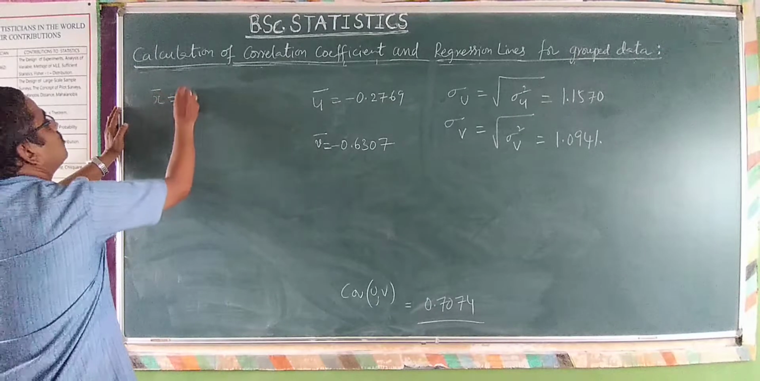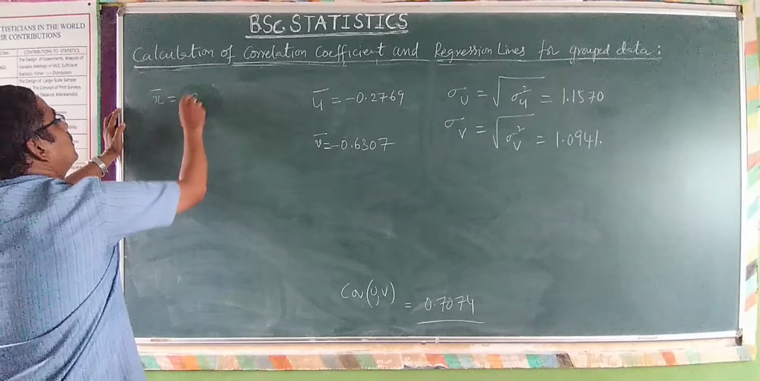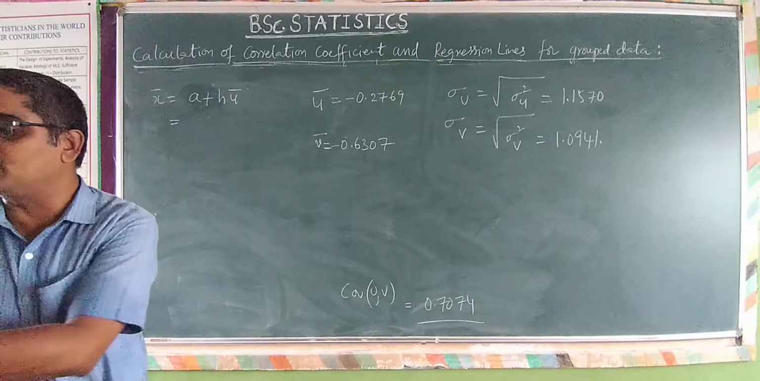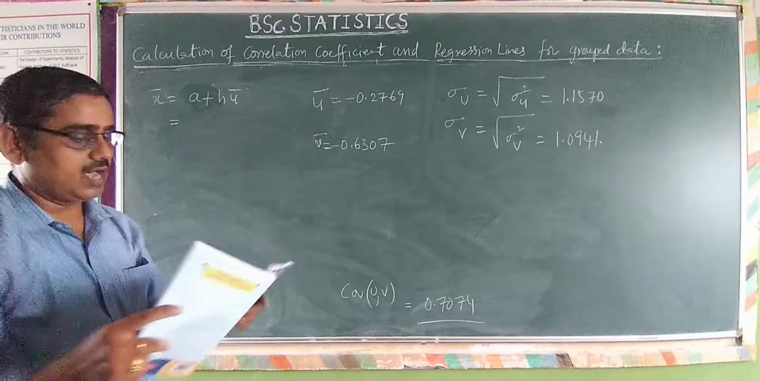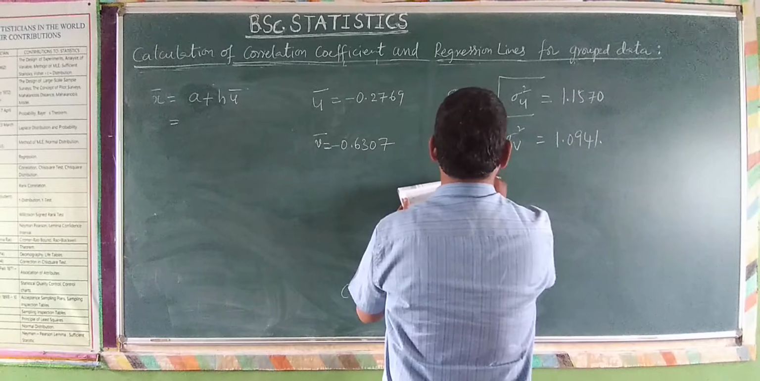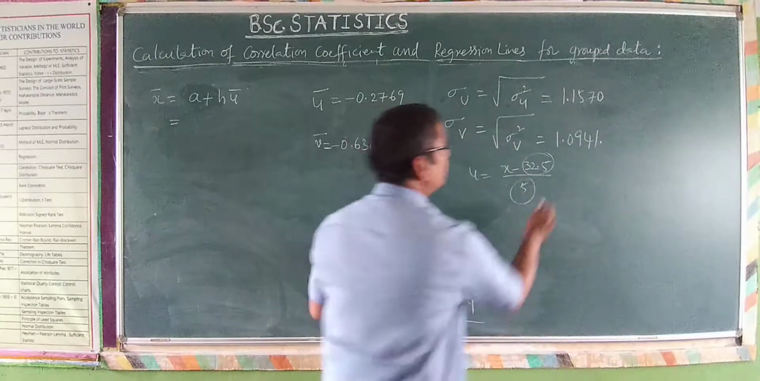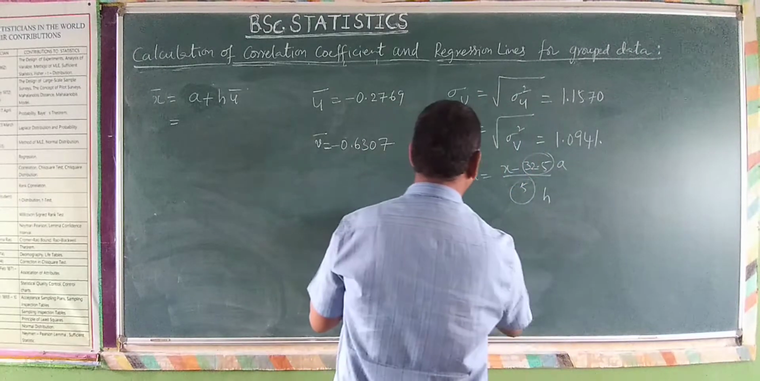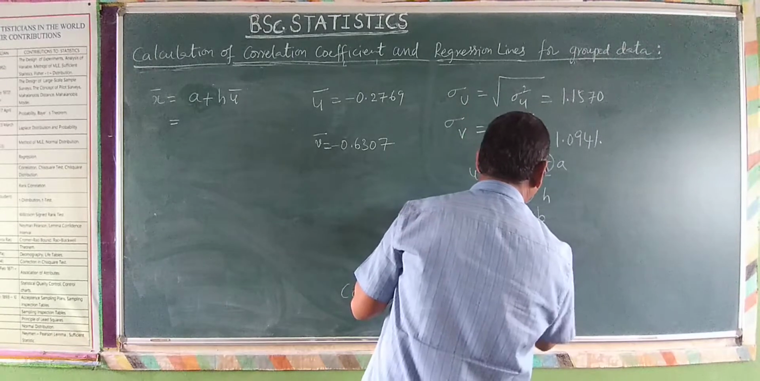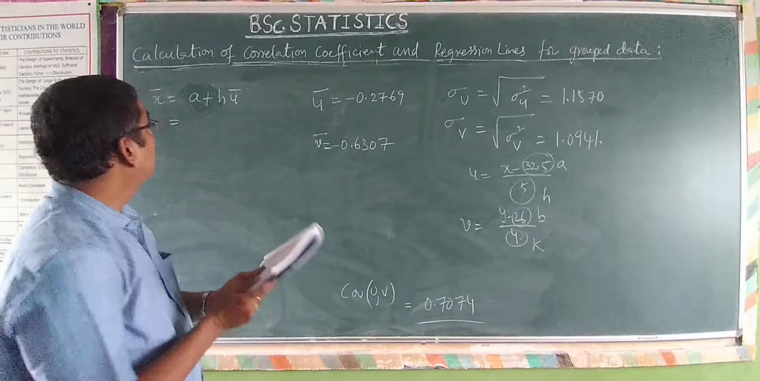Consider X bar is equal to A plus H into U bar. What is A? I write the value here. We have considered U is equal to X minus 32.5 divided by 5. So A is this, H is this. And V is equal to Y minus 26 divided by 4. So this is B and this is K. A, B, H, K, those are the values.